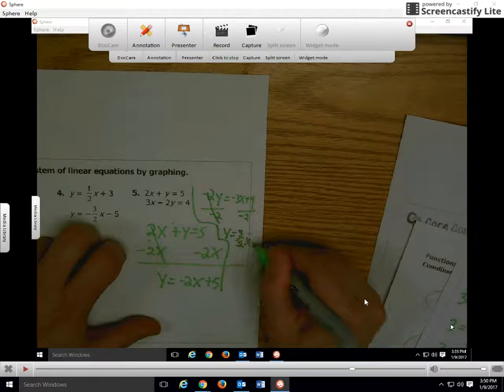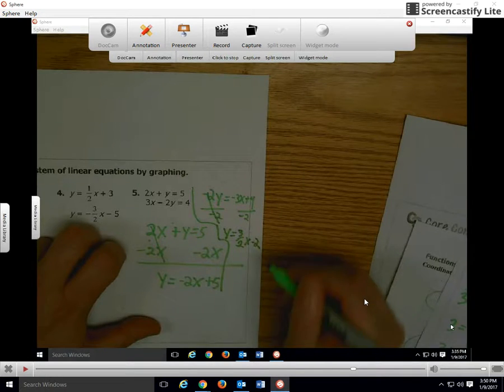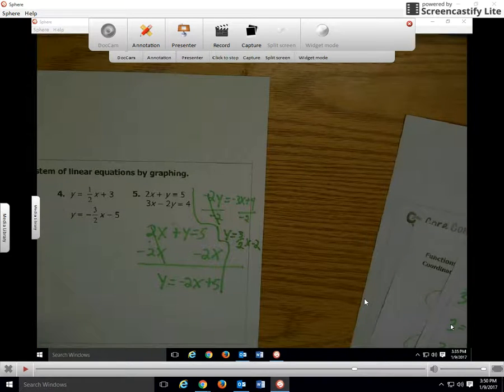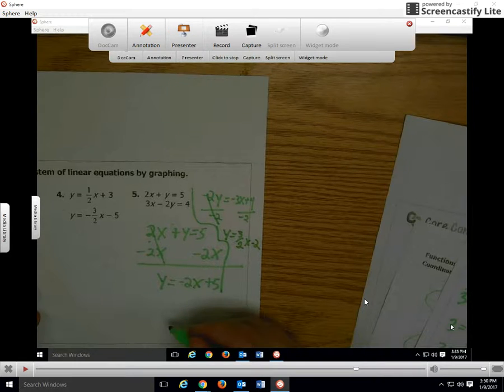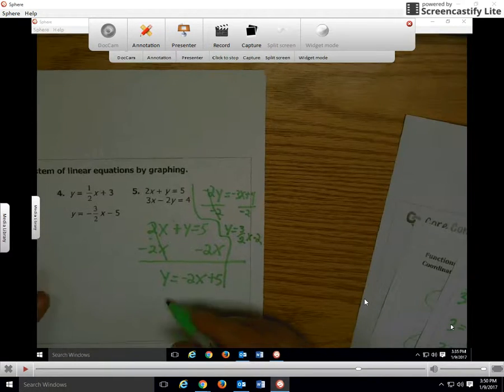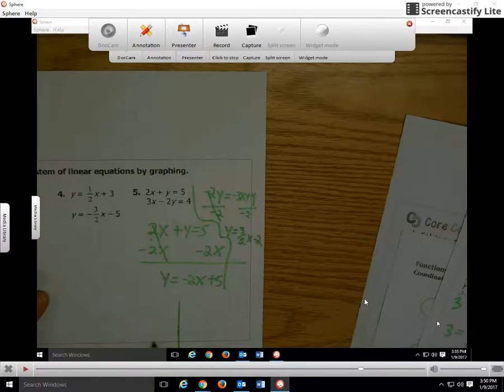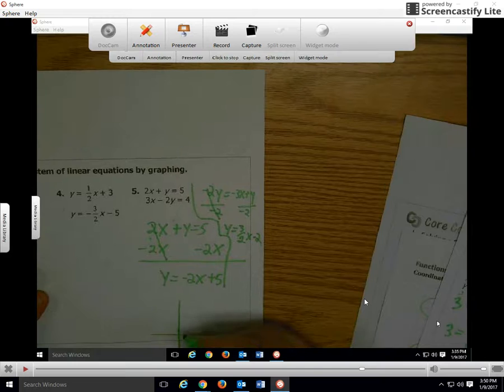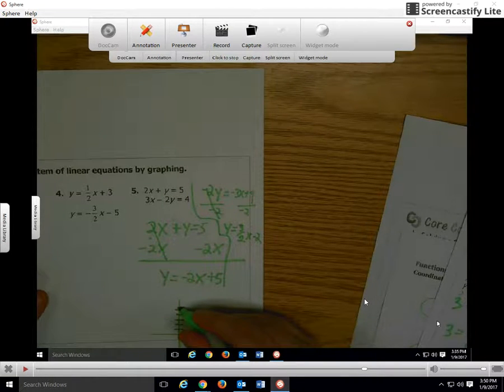So the first one, start at plus 5. And then do rise over run. You're going to go down 2 over 1. Down 2 over 1. Okay, let's have these arrows on here.